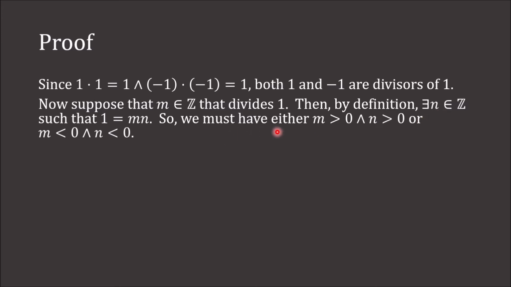So we must have either m being greater than 0 and n being greater than 0, or m being less than 0 and n being less than 0. Right? Again, the only way to get a positive number via product is to multiply two positives together, which is this case, or two negatives together, which is this case. This is a classic division into cases problem.